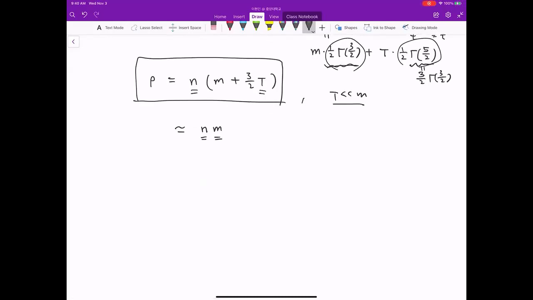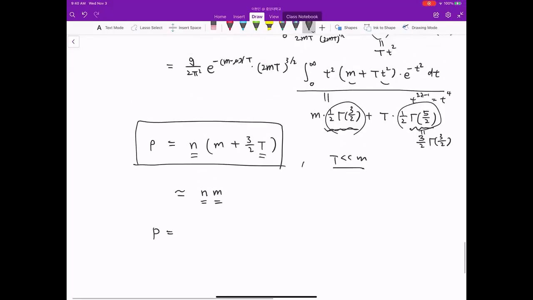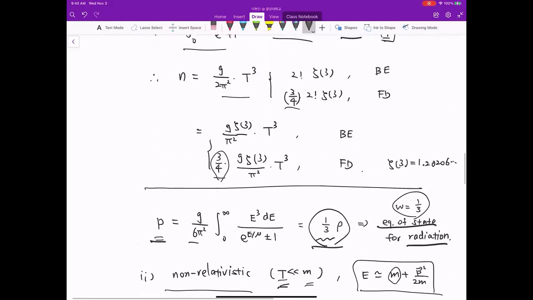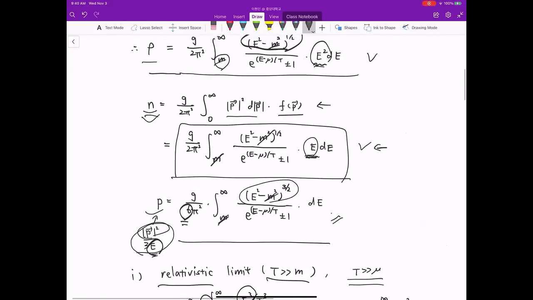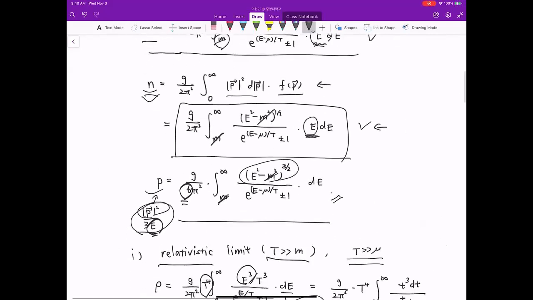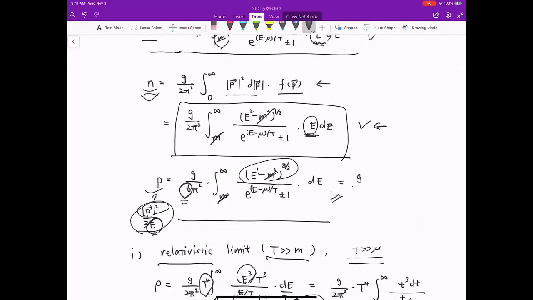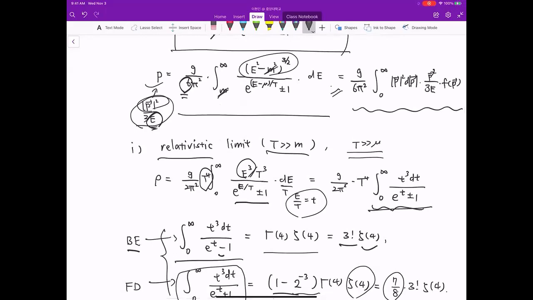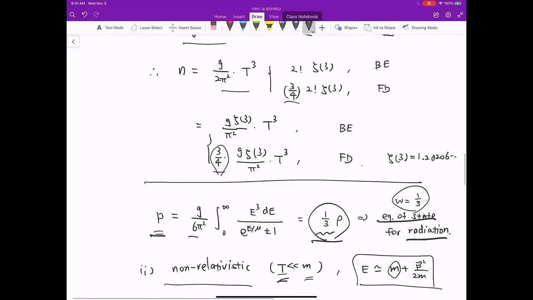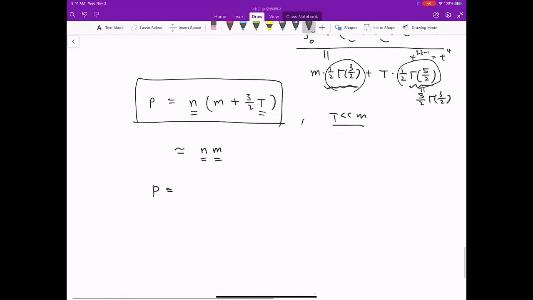Okay, so what about pressure? Pressure is also given as a momentum integral. The same integral can be written, as before, by making a change of variables from momentum to energy: we have p square divided by 3e times the phase space distribution. So please remember this for our approximation in the non-relativistic case. This is the approximation.